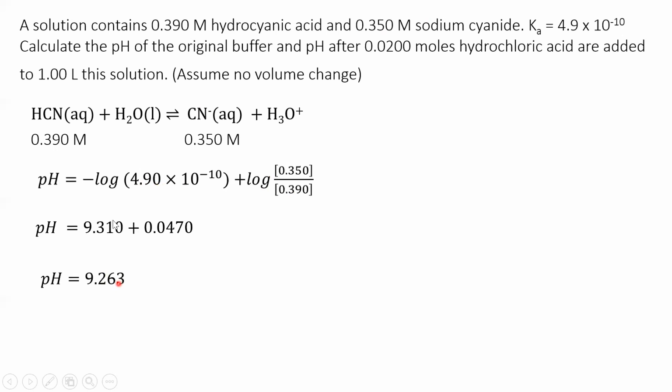All right, so now let's do the second part of this problem. We have this buffer solution at equilibrium. The pH is 9.263. We're going to add an acid to this buffer solution. Acids react with bases, so the acid is going to react with the cyanide ions in our buffer solution.